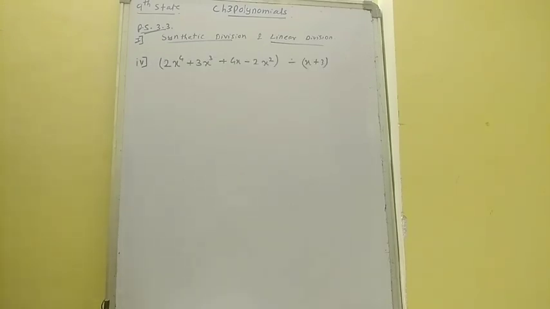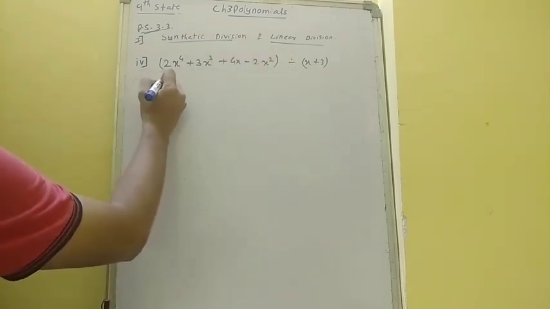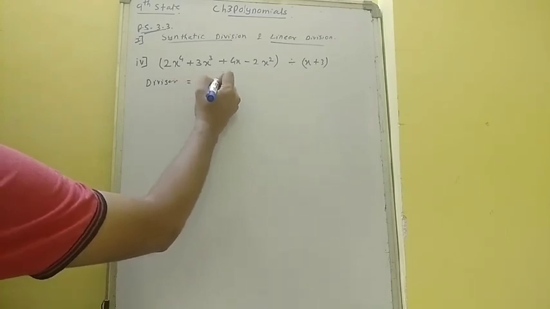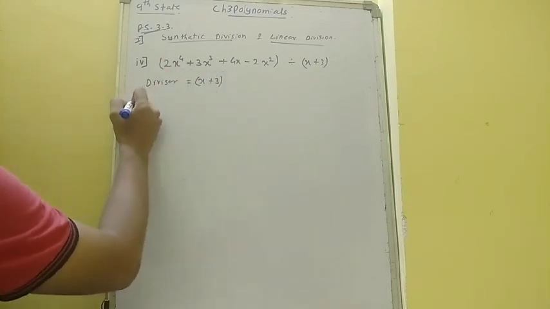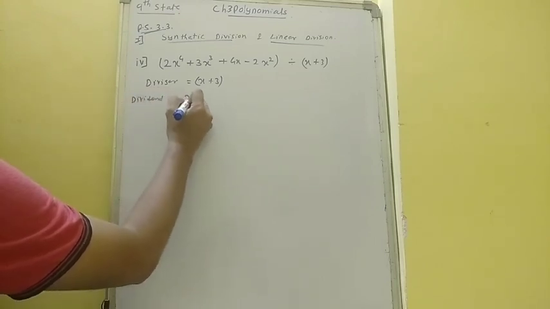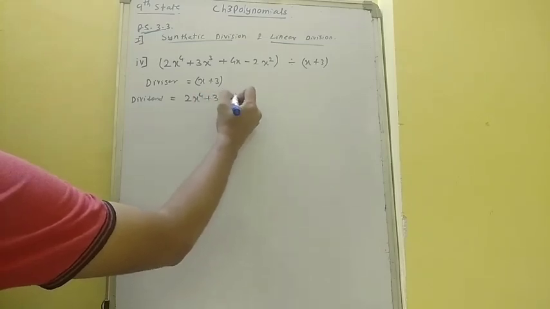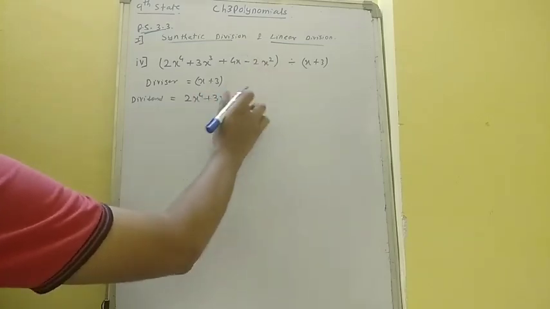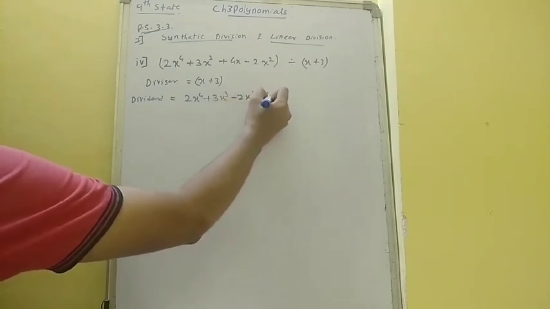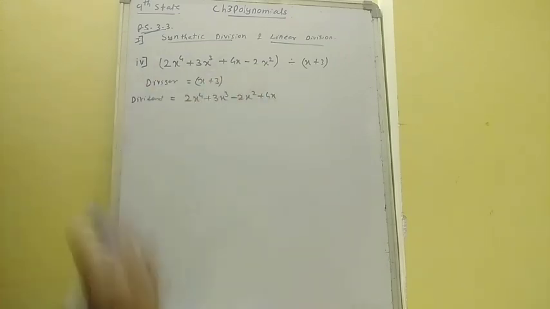Okay, now we'll move to the fourth one. Okay, so the divisor is x plus 3, and the dividend is 2x raised to 4 plus 3x raised to 3. I will write first minus 2x square and then 4x. Okay, standard form. x raised to 4, raised to 3, raised to 2, then 1.